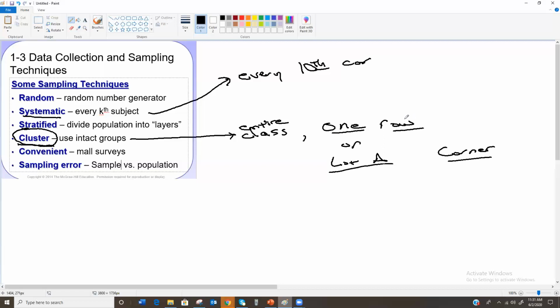A cluster is something that's already intact before you sample it. So if you looked at one row and used all those cars in one row as your sample, that would be a cluster sample. Lot A would be a cluster sample. One corner of this parking lot would be a cluster sample. Does that make sense? So it's a group that's already together, clustered together.